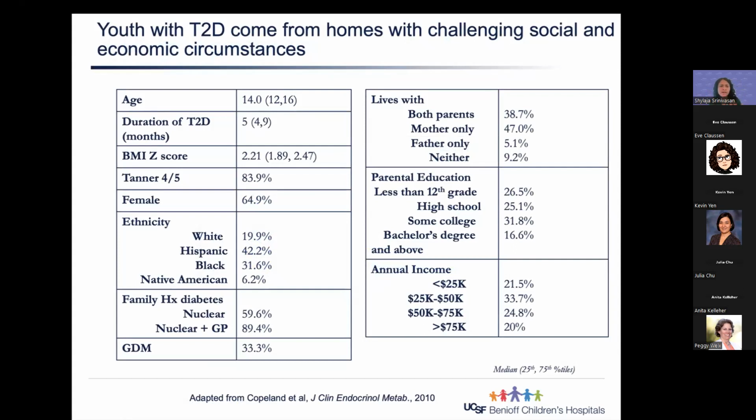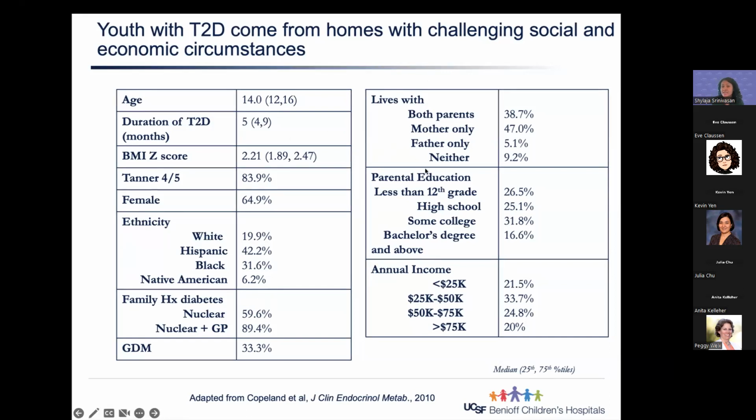So these are late pubertal or post-pubertal children. On average, 14 years old, all obese, predominantly female, mostly youth of color, with very high numbers in terms of family history of type 2 diabetes, and roughly one third of the TODAY cohort had gestational diabetes. But I want you to pay attention to the right side of this slide, which shows you more about their social and economic circumstances.